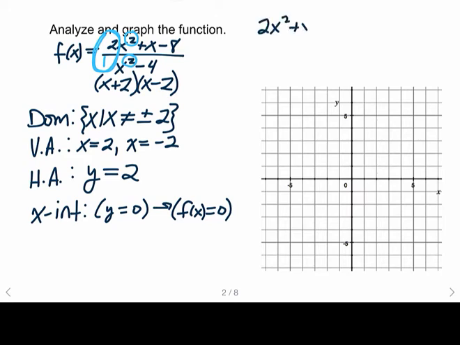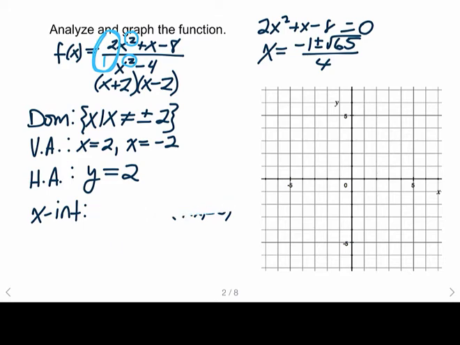So up here I'm going to write down what would happen if the numerator were to equal 0: 2x squared plus x minus 8 is equal to 0. This is a quadratic equation which I can solve using the quadratic formula. When I do that, I get x equals (-1 plus or minus the square root of 65) over 4. So, making space for my ordered pairs, my x-intercepts are (-1 plus or minus the square root of 65) over 4, comma 0.